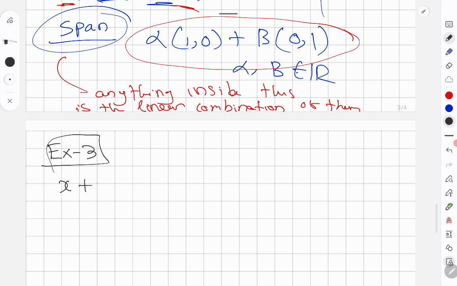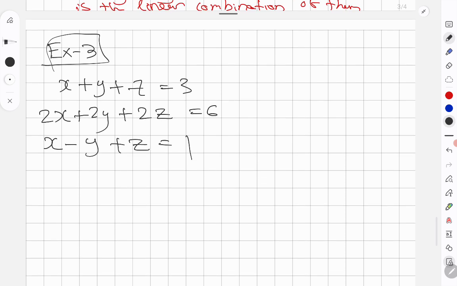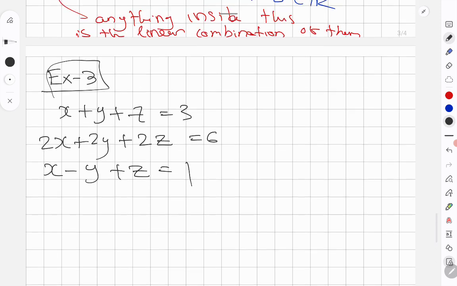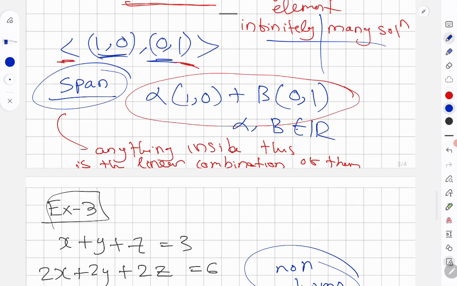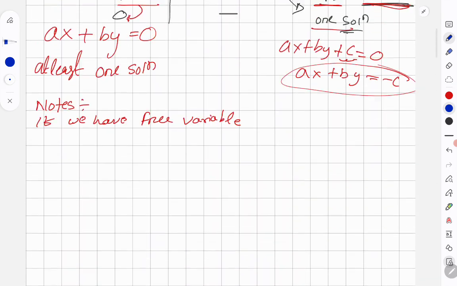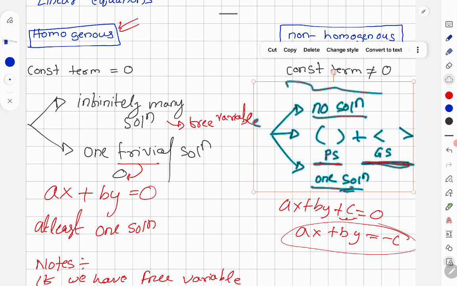Again, you have 3 equations. One is x plus y plus z equals 3. Then you have 2x plus 2y plus 2z equals 6. And x minus y plus z equals 1. Find the solution. As you see, it's non-homogeneous. So if I go back to my theory, there will be 3 possibilities. Let me copy this one.